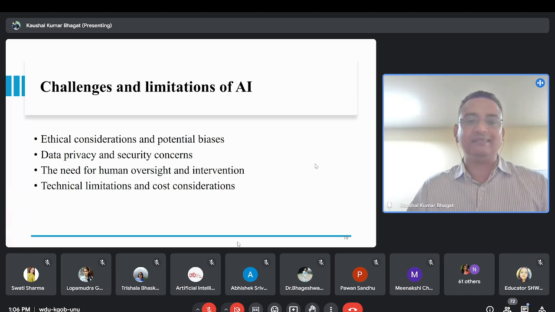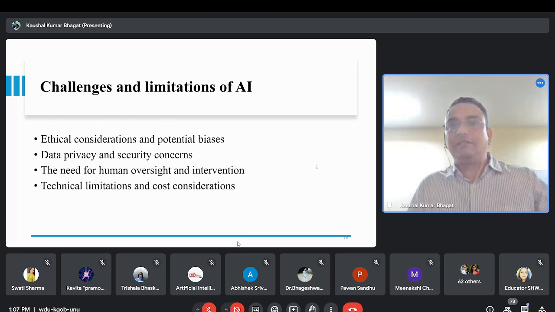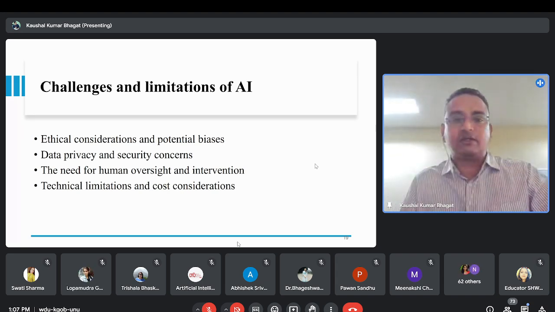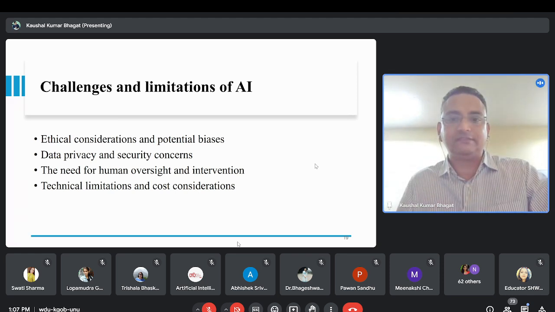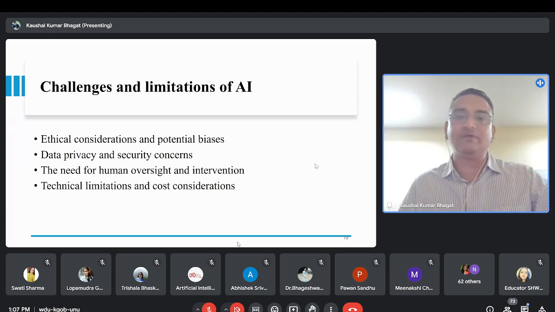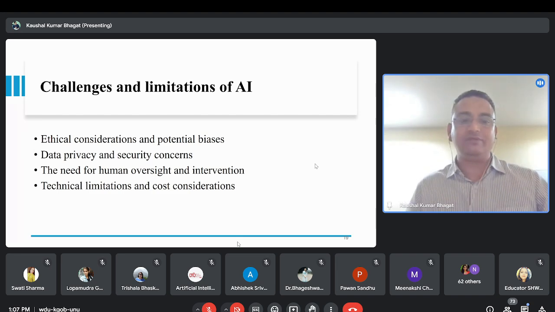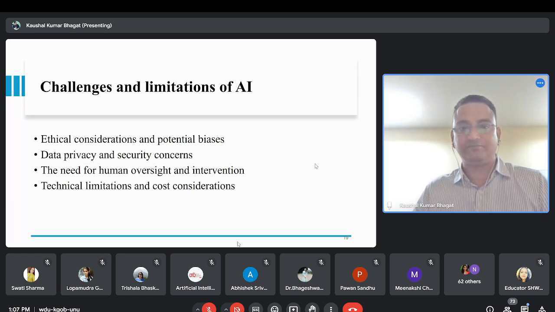One of the key challenges is ethical consideration and potential biases, because it is not very clear what type of ethics we are going to consider when we are implementing artificial intelligence, right? There could be some kind of issues, specifically in India, we have caste, color, religion. So there could be potential biases also, because when we are feeding the data, we don't know what type of data it is, so we are not considering those aspects also. So there could be some biases involved.